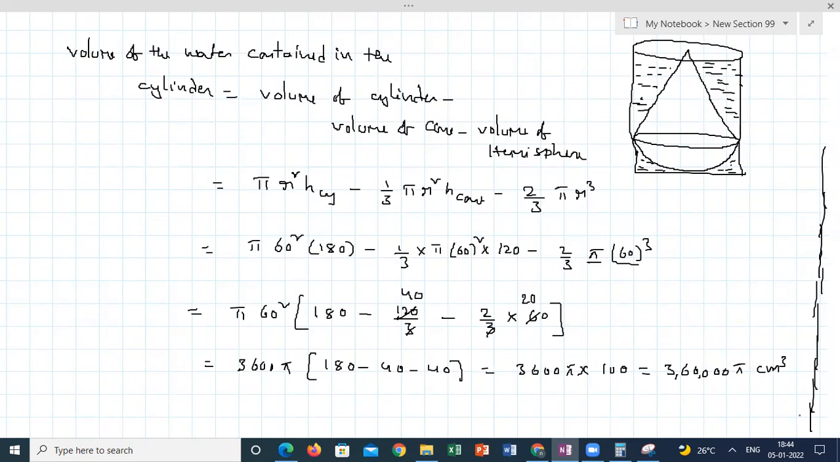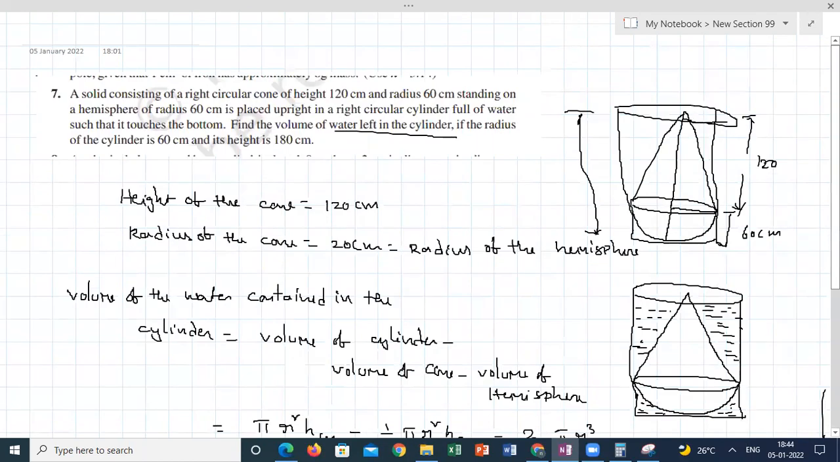If I want a very accurate answer, multiply with 3.14, you will get the final answer in terms of centimeter cube, because he didn't mention liters or anything. Yes, he is asking what is the volume of the water left in the cylinder.